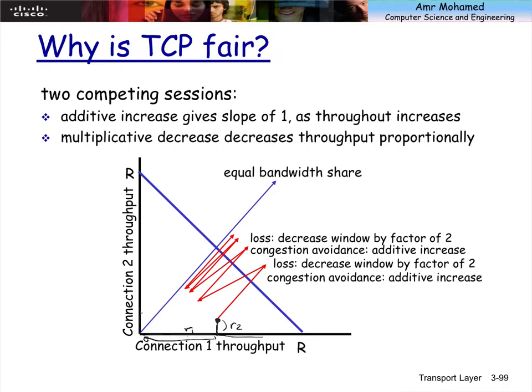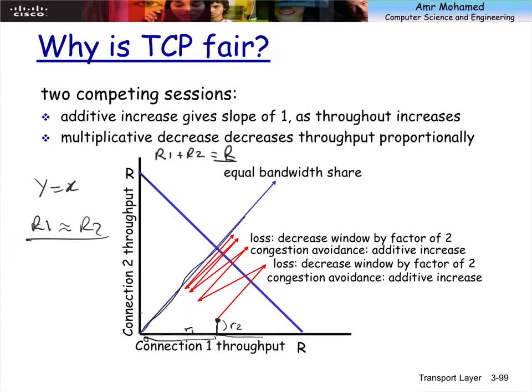If we want to make sure that they are fair, we need to get close to this line. The equation of this line is y equals x, which means that R1 will get close to R2. So we want to get as close as possible to this line, y equals x. Is that clear? What is this other line? Its equation is R1 plus R2 equals R, the actual limit of the bandwidth of the shared link. So this is X plus Y equals R.